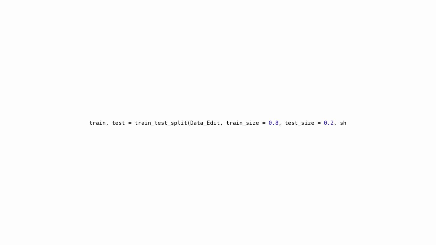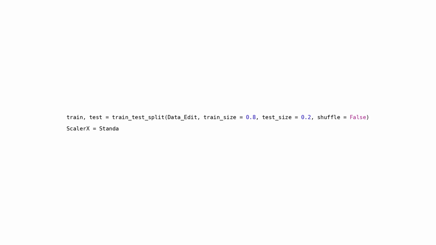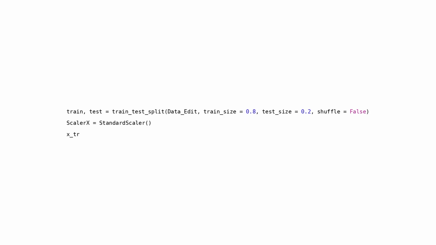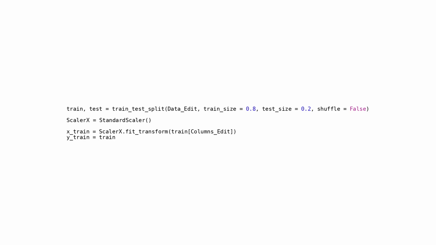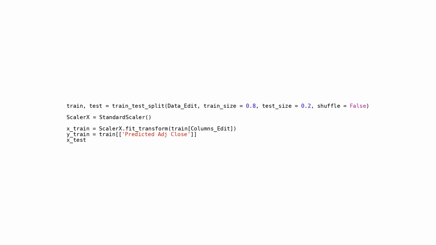with 80% designated for training and 20% for testing. 2. Instantiates a standard scaler object, scaler X, to standardize the features by centering and scaling them to have a mean of 0 and unit variance. 3. Utilizes the scaler to standardize the training features XTrain and testing features XTest through the fit_transform and transform methods, respectively.